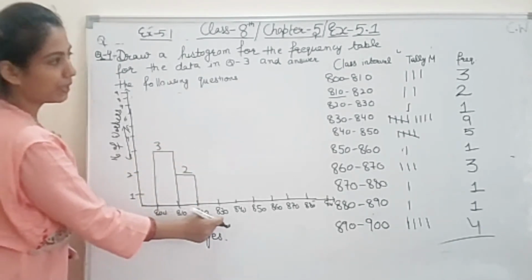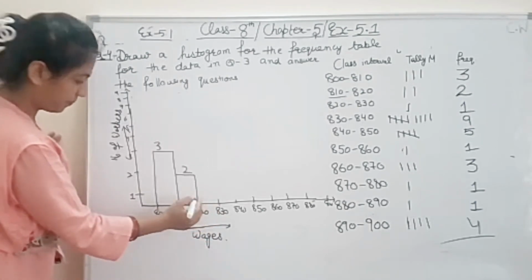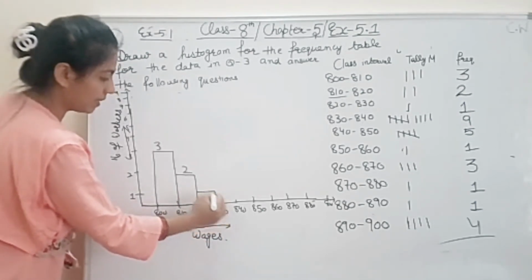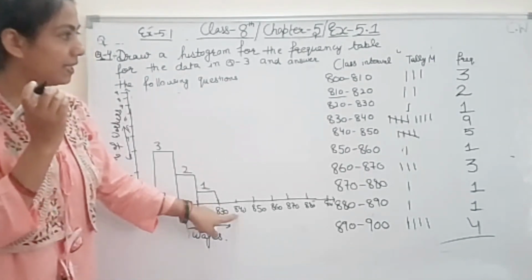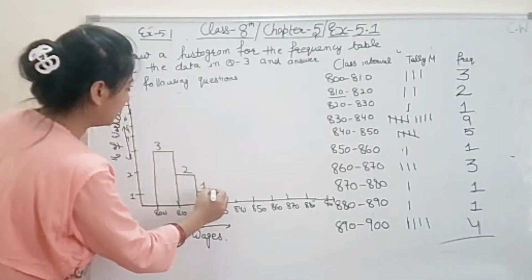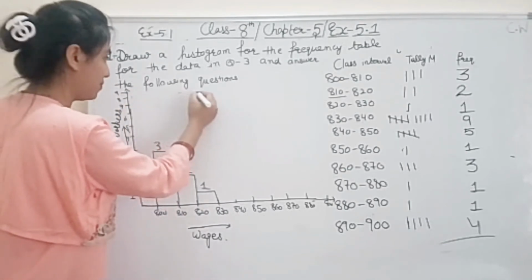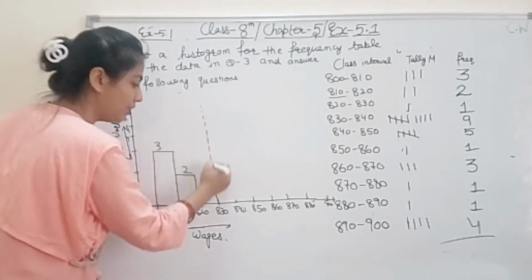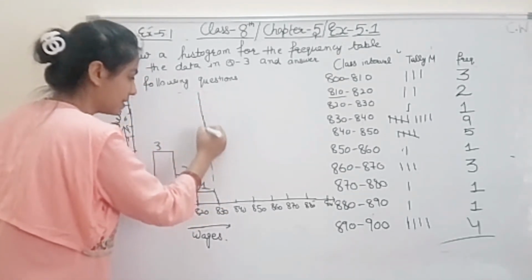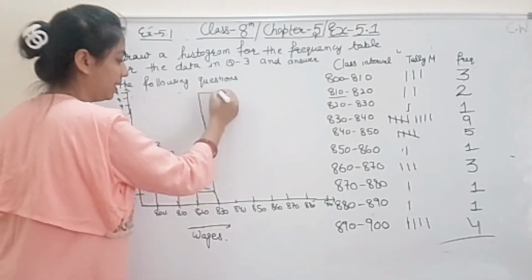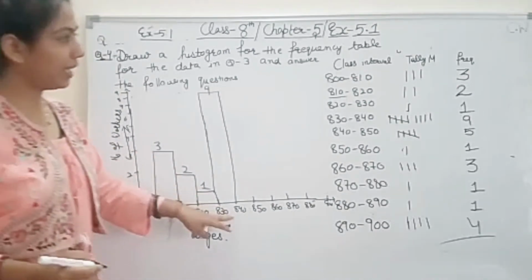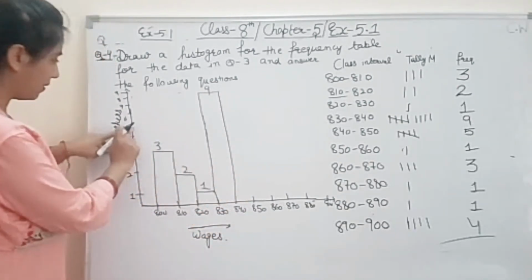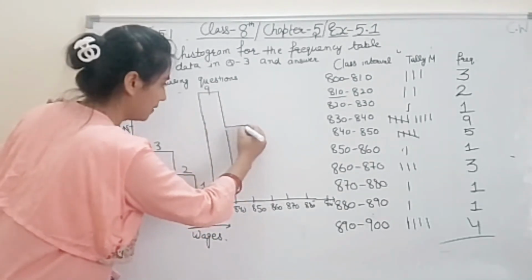Then 820 to 830, there is 1. So 820 to 830, there is only one worker. 830 to 840 there are 9. So 830 to 840, यहाँ है student. तो scale से you will use the ruler to make these lines straight. Fine. 830 to 840 there are 9 workers, and after that 840 to 850, 5. So where is 5? Here is 5.